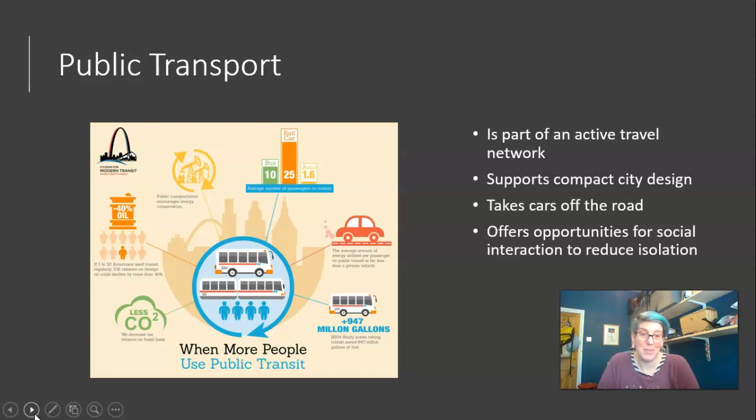Now, that might not be something that everybody thinks is a positive about public transport, but even if you're not actively interacting with people, the fact that you're out and you're in the same space as people within your community, queuing for the bus, waiting for the train, then there is a form of social interaction there. So it is actually a way of reducing those deep levels of isolation that can be experienced in communities.